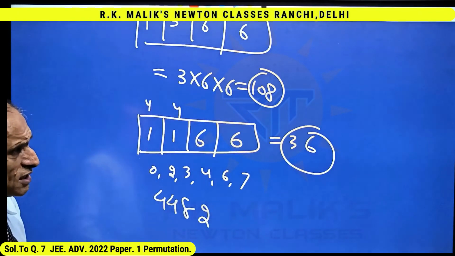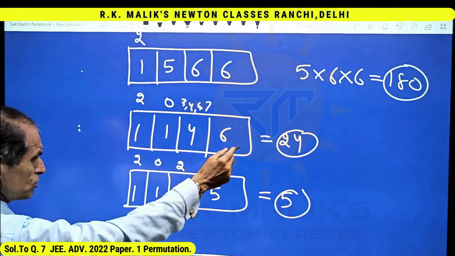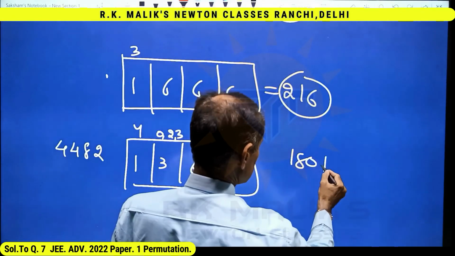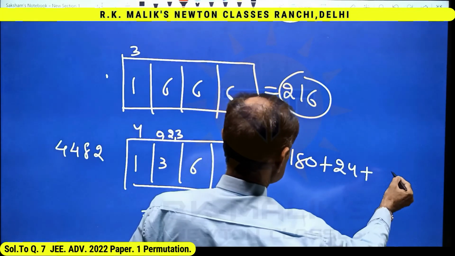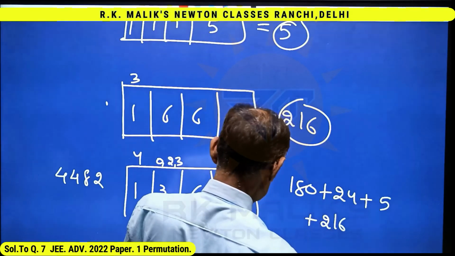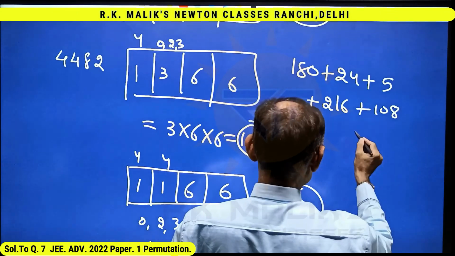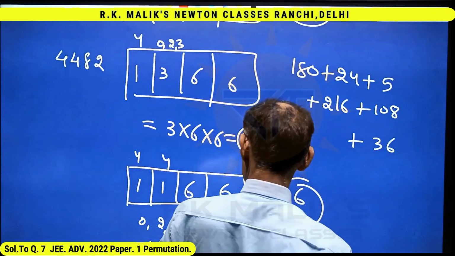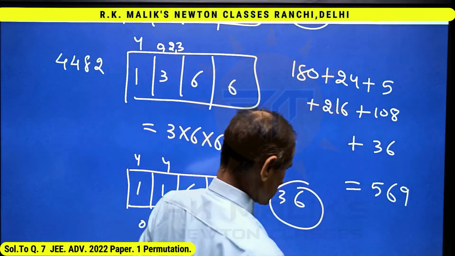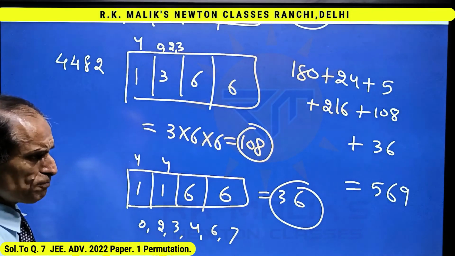And now I will find the sum of all these numbers. That is, I will be getting 180 plus 24 plus 5 plus 216 plus 108 plus 36 equal to 569.